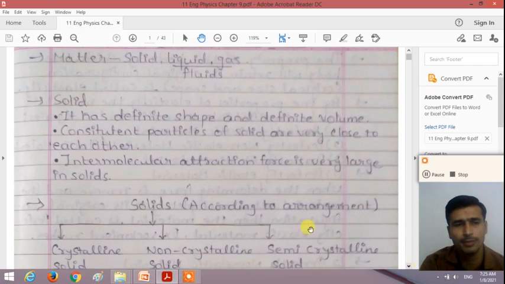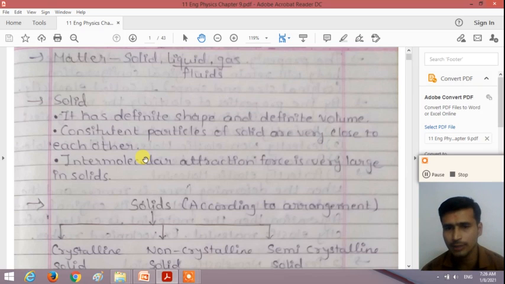So, general properties of the solid. Solids have a finite shape and a finite volume. Why do the solids have a finite shape and finite volume? Because the constituent particles of the solids are very close to each other.